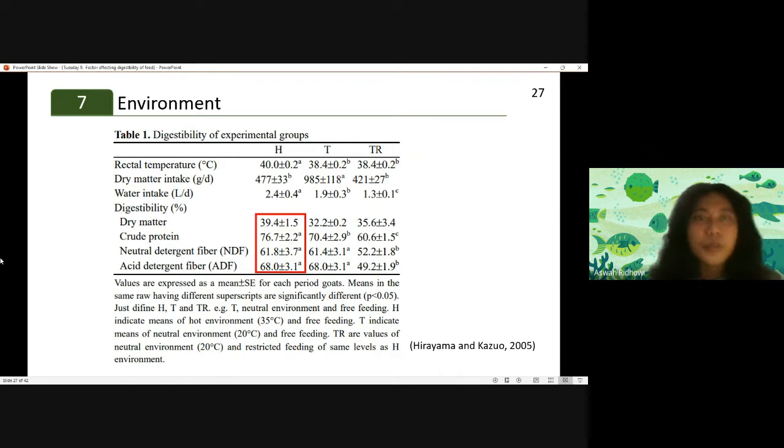And then the last one is for the environment. So this experiment tries to identify whether the high temperature, where H is high temperature, and T is the thermoneutral environment with the free feeding, and then TR is thermoneutral with the restricted feeding. So we will find that in the high temperature, the digestibility is higher than in the thermoneutral, or compared with thermoneutral with the restricted feeding.